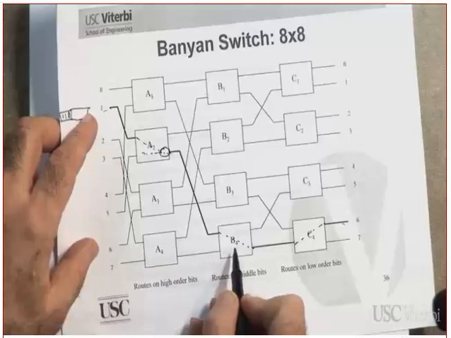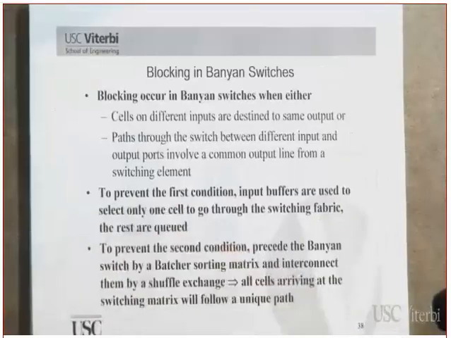When you do have this situation, this one here will go to another switch. It's the same cell, but they permute it. Permute means it goes from one way to another way to prevent internal conflict. All the cells shuffle, like you are shuffling them, one in place of the other, interconnected by a shuffle exchange. All the cells will follow a unique path through the switch, so that you eliminate the possibility of internal conflict. But that means you have to design another network here, the Batcher sorting matrix, and you need to control it.